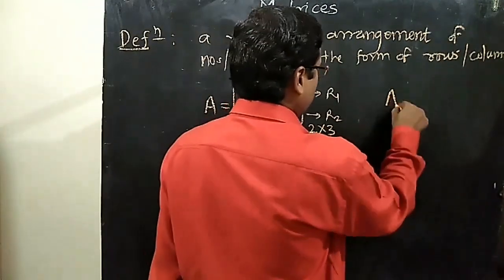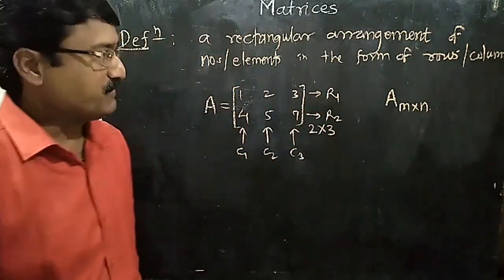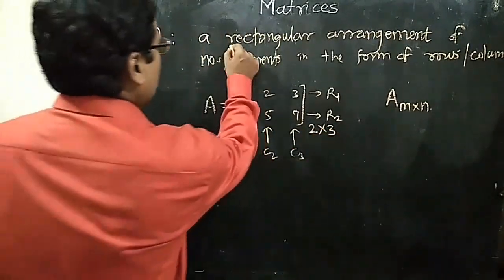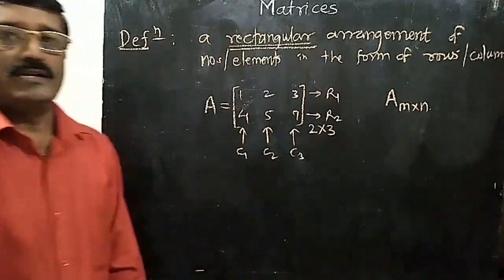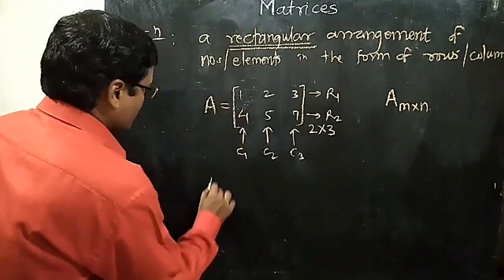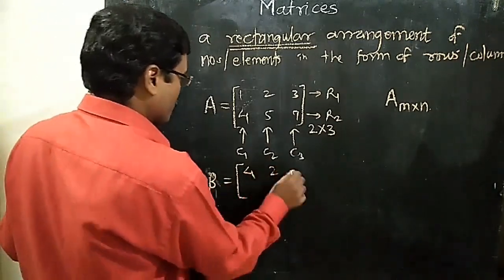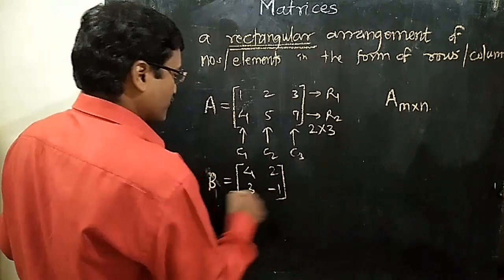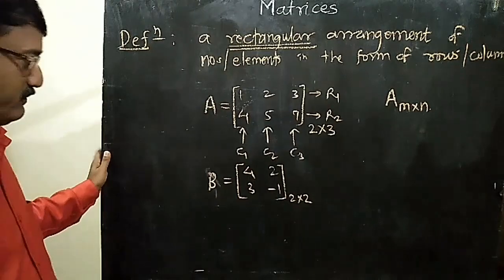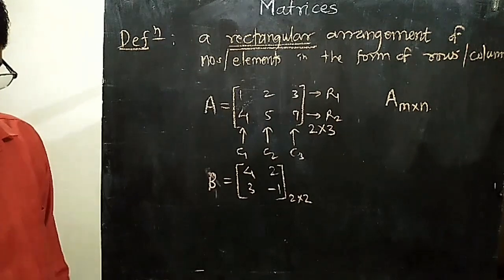If suppose matrix A has m rows and n columns, then it is written in this way. This matrix has m rows and n columns. So matrix is a rectangular arrangement, and we know that every square is a rectangle. So this matrix may be rectangular or in square shape. For example, matrix B, that is 4, 2, 3, minus 1. This is also a matrix of order 2 by 2, means 2 rows and 2 columns. So this is nothing but the matrix.